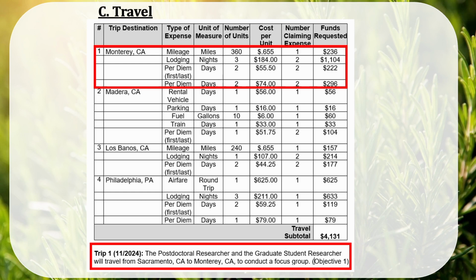The expenses are broken out in the same way for the remaining 3 trips in the example, and the total for all travel is provided at the bottom of the table. In addition, for each trip, provide a justification including the approximate dates of travel, an indication of who will be traveling, the city of origin and the destination city, and the purpose of the trip. Also note the objective number from the project objectives and work plan template to show the project objectives that each travel supports.